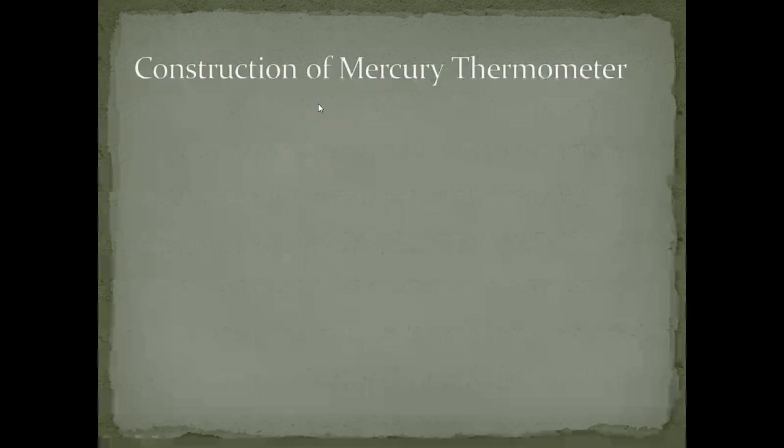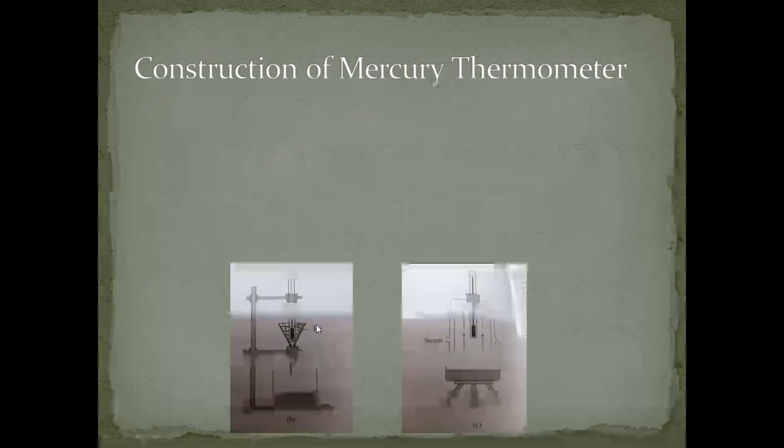Now we'll talk about the construction of a mercury thermometer. You can see this figure here. Now how to make a thermometer? As I said earlier, we have to compare temperatures to a physical property. Here, we first mark the volume of mercury when it's kept in ice, and then again mark the volume of the mercury when it's kept in steam.